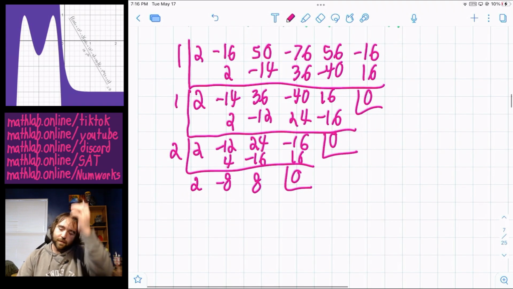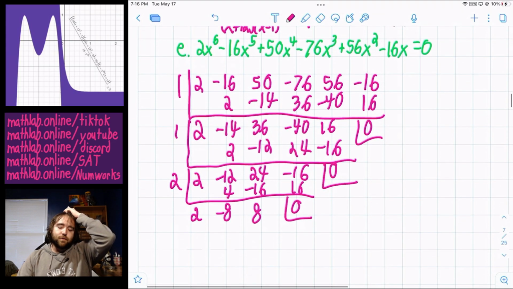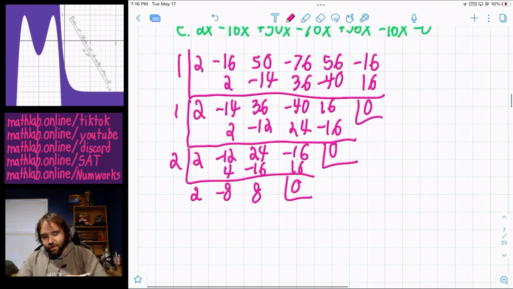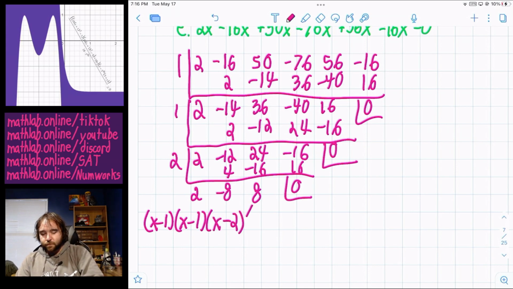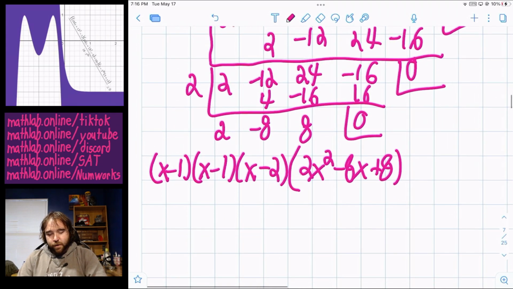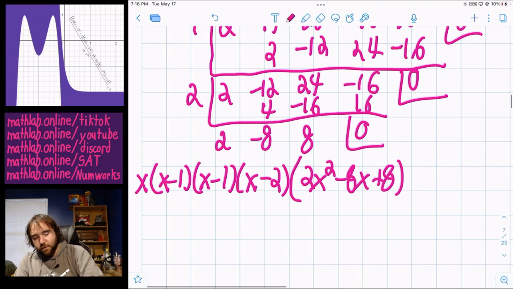I'm too good at picking those. Oh, we still have a 2? Oh, I could have factored a 2 out of everything. That's crazy. So what do we have? We've got x minus 1, another x minus 1, x minus 2, and 2x squared minus 8x plus 8. Now, Richmond method won't really work here. Oh, wait. Also the x that we factored out. So we've got to pull the 2 out, actually. And then we don't even need Richmond method.